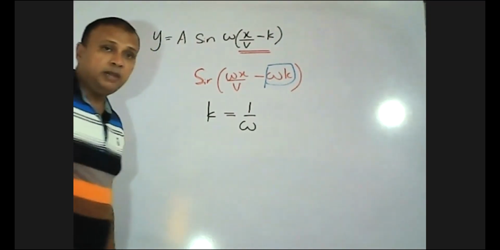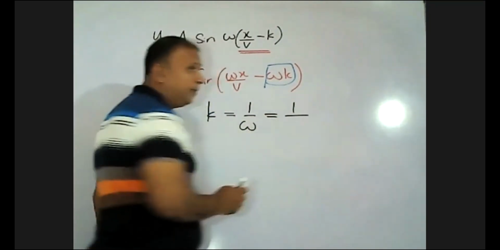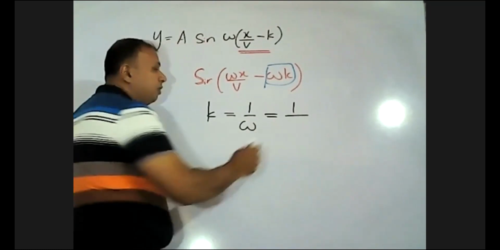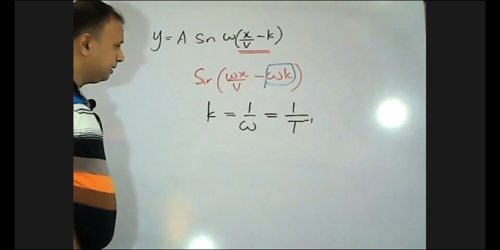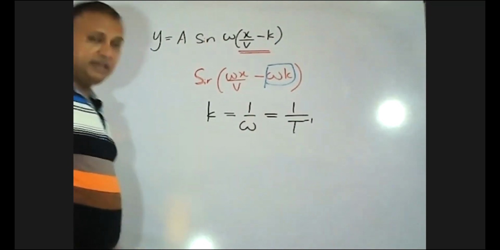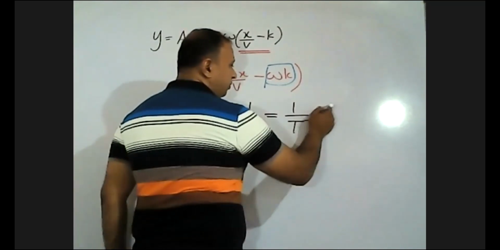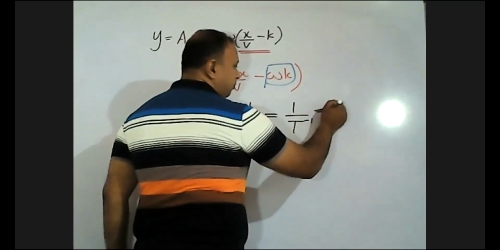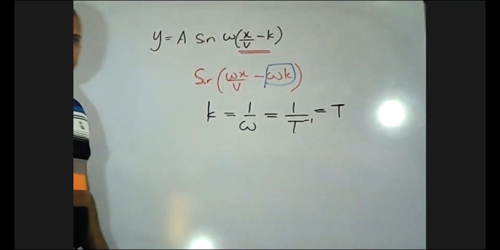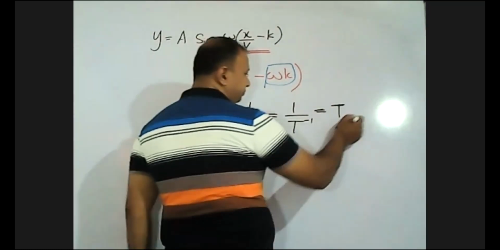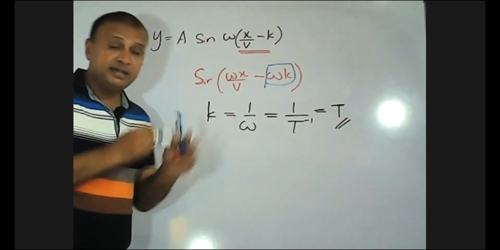If you remember the dimension of omega, then you can apply. Omega means angular velocity. Dimension of angular velocity is T to the power minus 1. T minus 1 means you have to take it to the numerator. If you take it to the numerator, the power will be positive. The answer is T. That is one method.